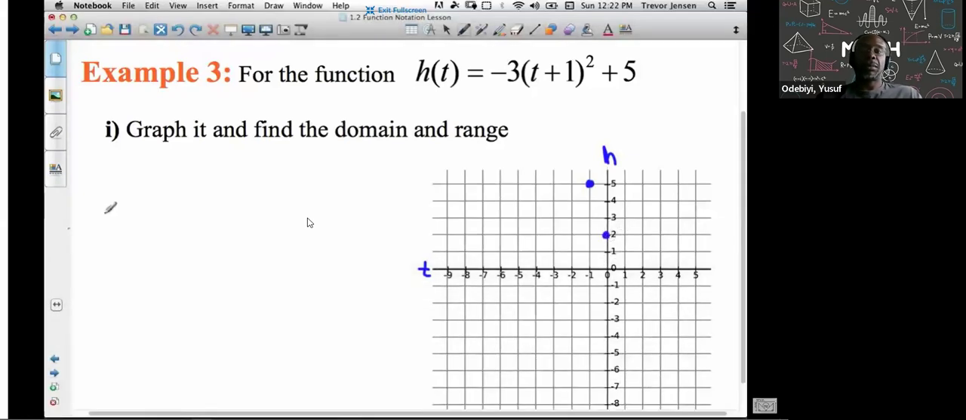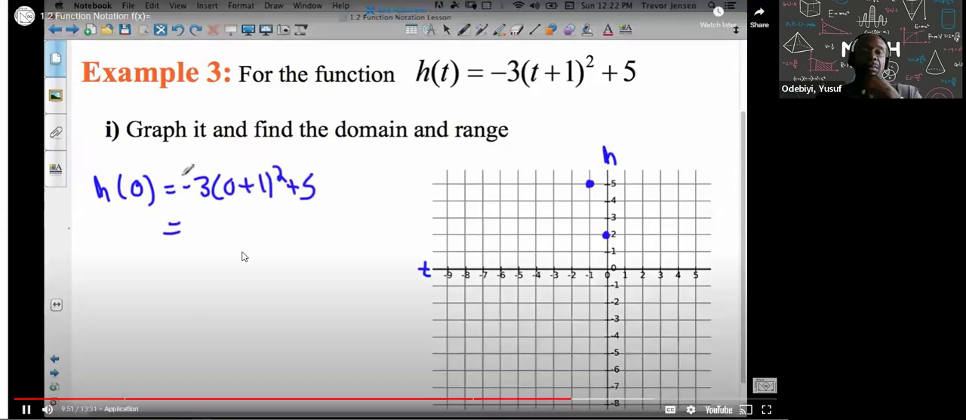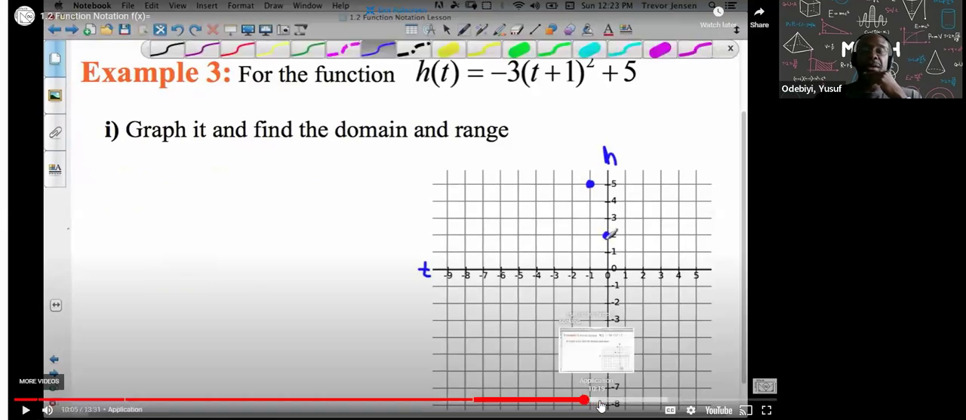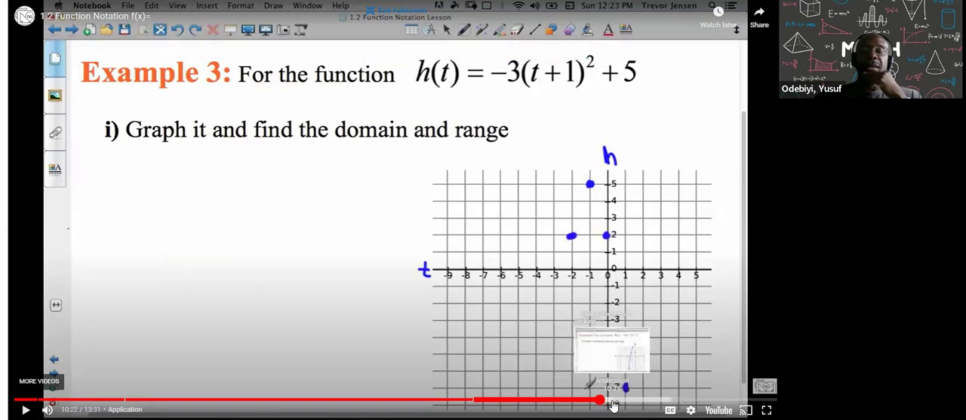If I was to plug in, should I write this out? I'll do it very quickly. So what I did, I figured out the height when time was 0: -3 times 0 plus 1 squared plus 5. I figured out the height when time was 0 was 2. So that corresponds to the point. Okay, so basically you plot it out, right? Which is what he's doing. Once you plot it out, let me fast forward a little bit. You plot it out, so it looks like your parabola.